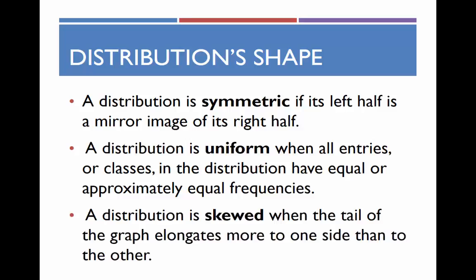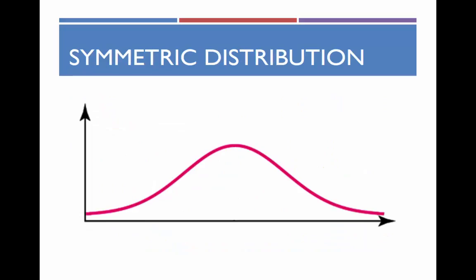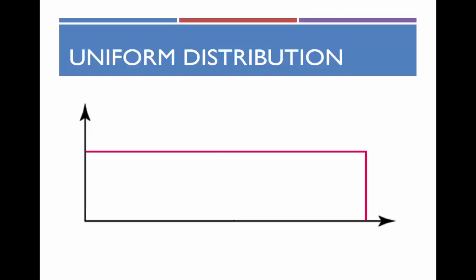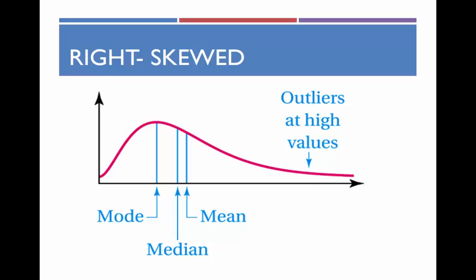A distribution is skewed when the tail of the graph elongates more to one side than to the other. A distribution is skewed left or negatively skewed when its tail extends to the left. A distribution is skewed right, or positively skewed, when the tail extends to the right. Here would be an example of a symmetric distribution. A uniform distribution. Right or positively skewed distribution.